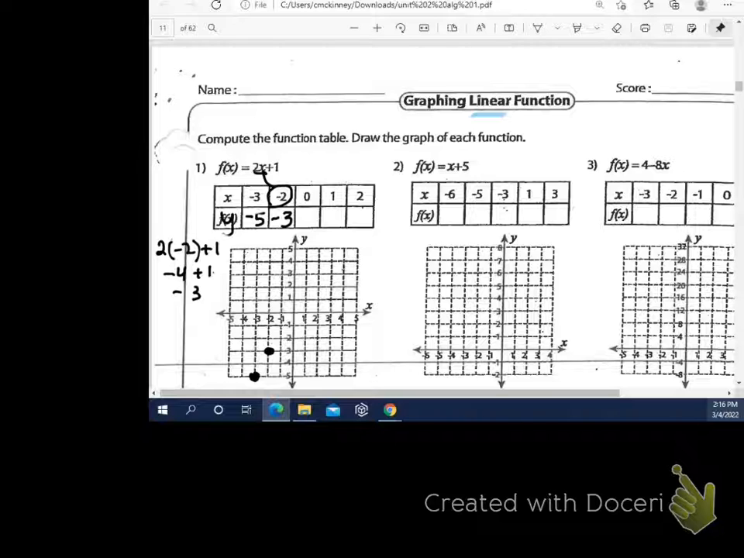And then I move on to the next one. And then maybe I start to see the pattern and I just say to myself, 2 times 0, that's 0, and 0 plus 1 is of course 1. And then my ordered pair would be 0, 1.